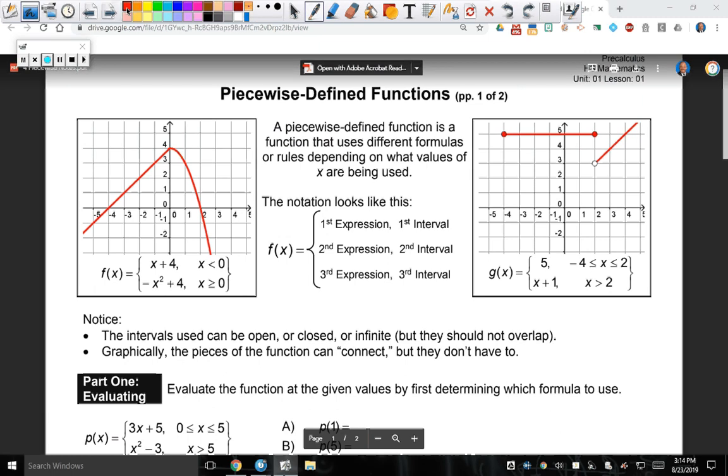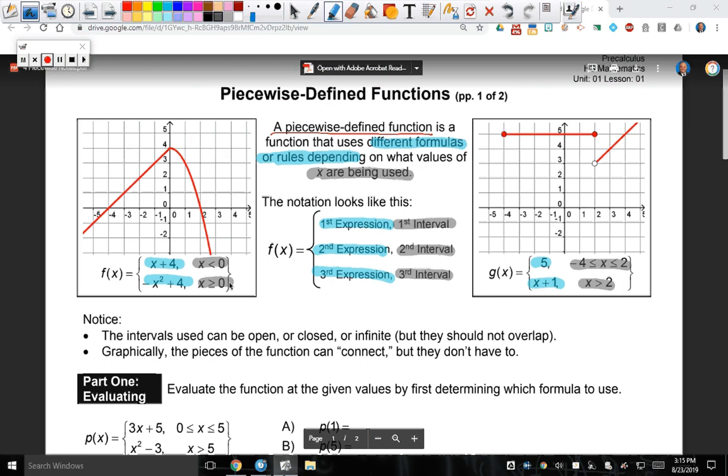So it says a piecewise defined function is a function that uses different formulas or rules, which would be right here, like here and here, depending on what values of x are being used. Here are the intervals, here are the intervals, and here are the intervals. Okay, let this start soaking in, because this can get a little bit intimidating at first if you don't organize what's going on.